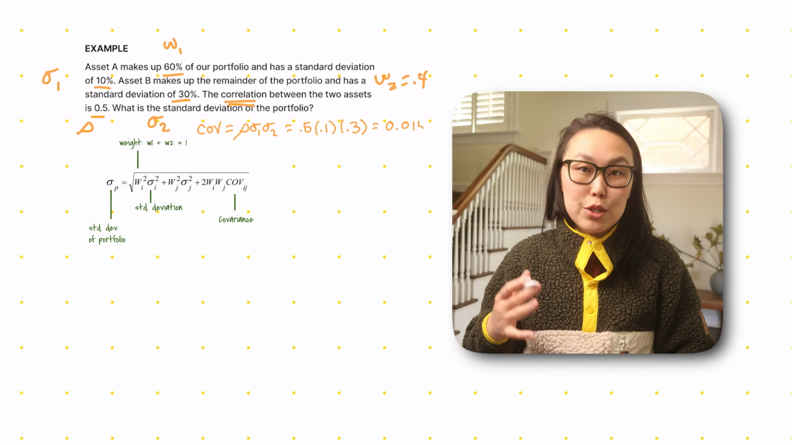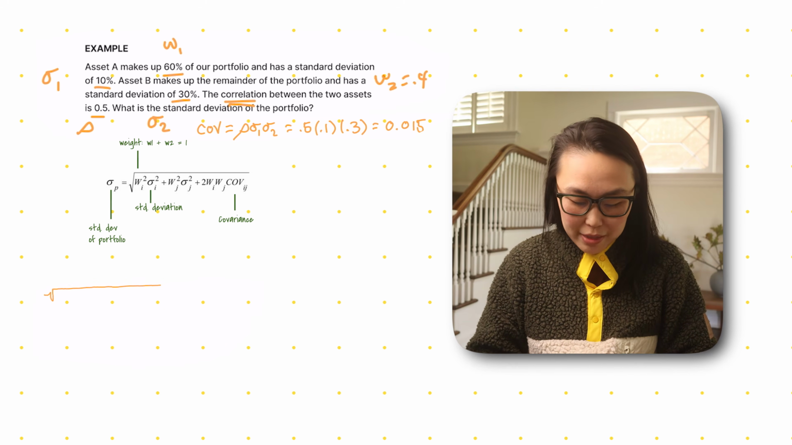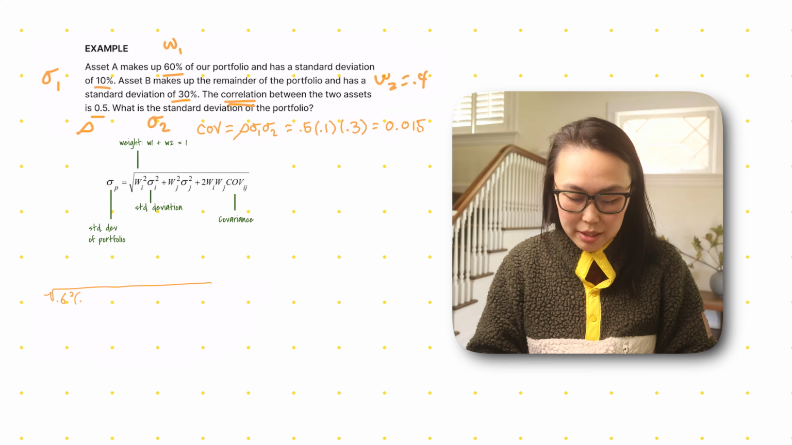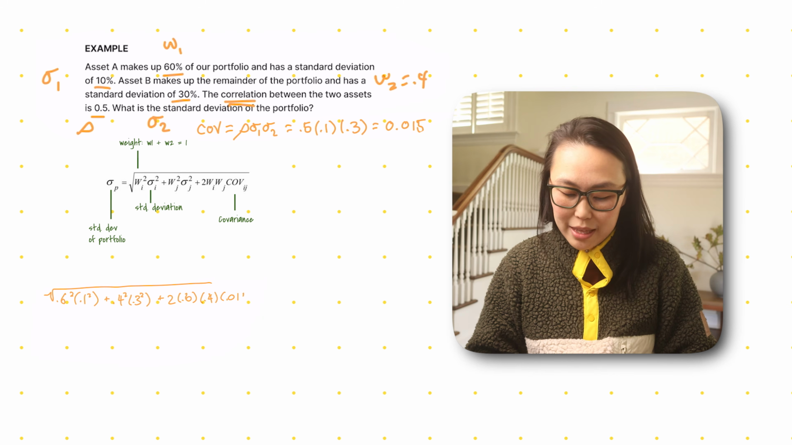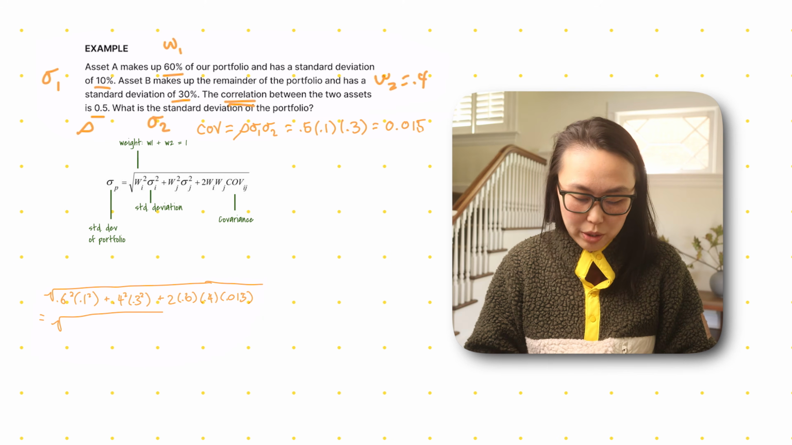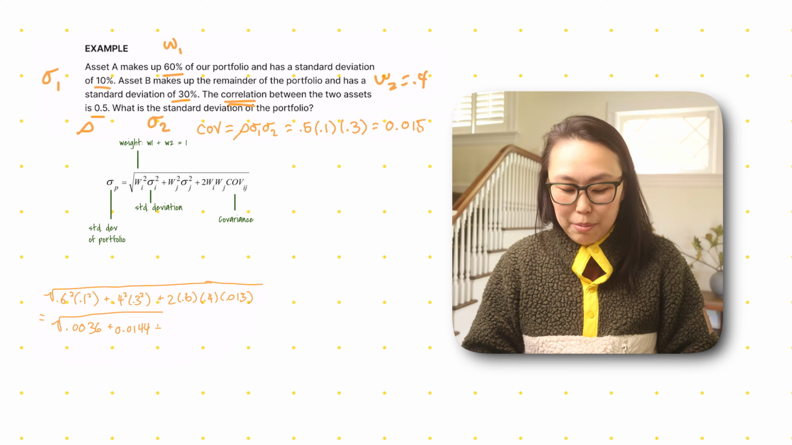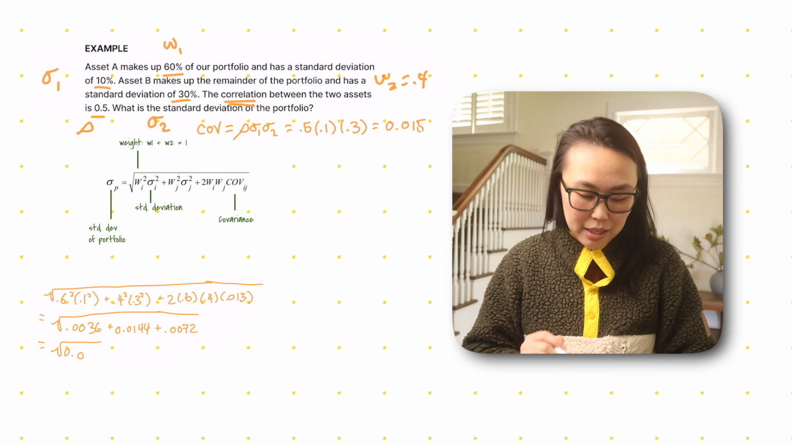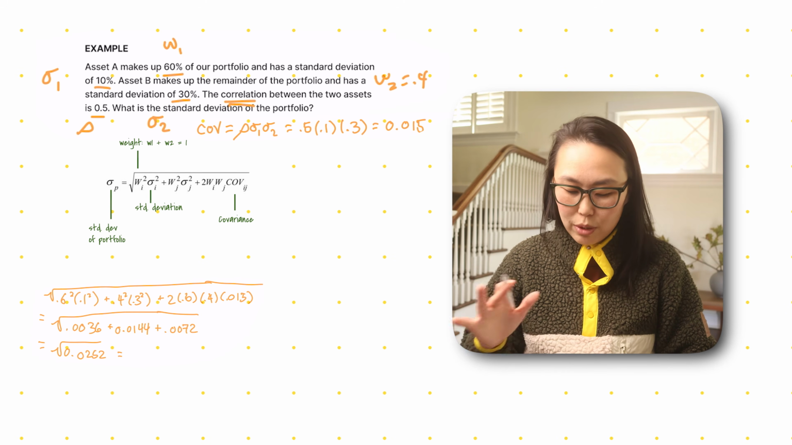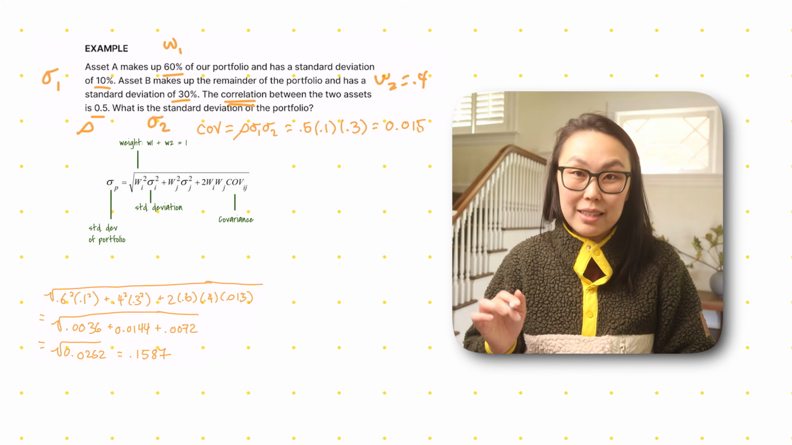Now we're going to plug this into our formula. So we've got the square root of 0.6 squared times 0.2 squared plus 0.4 squared times 0.3 squared plus 2 times the weights, so 0.6, 0.4, and the covariance we just calculated, 0.015. Simplifying that a little, we get the square root of 0.0036 plus 0.0144 plus 0.002. And again, if we add up all those decimals, we're getting 0.0252. We take the square root of that, and we get 0.1587.